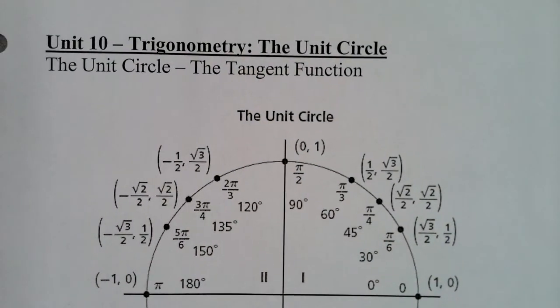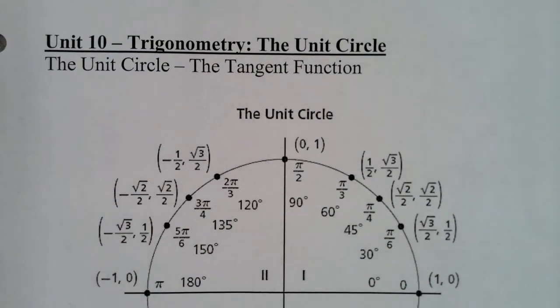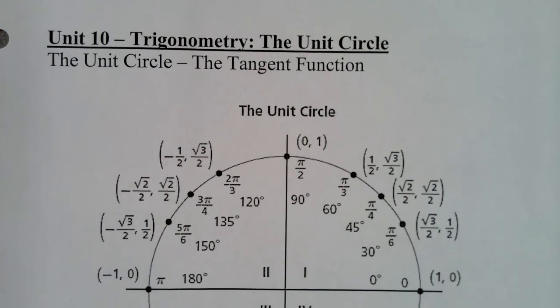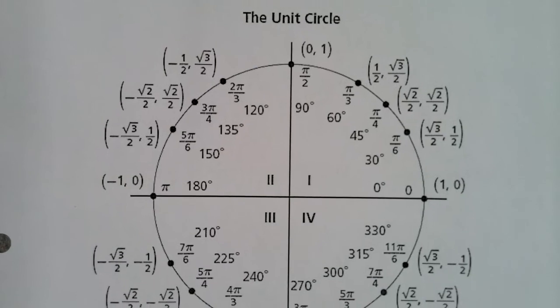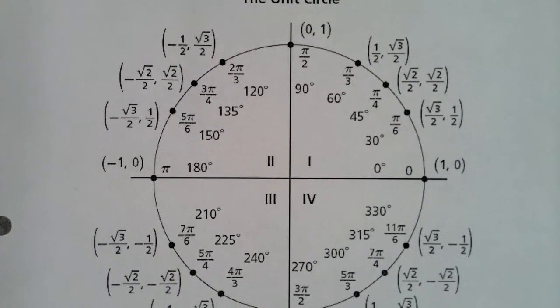All right, the next lesson in Algebra 2 is called unit circle, the tangent function. So here's the unit circle from the last lesson. When everything is filled out, you have the degrees filled out, you have the radians filled out, you have the x and y coordinates filled out.